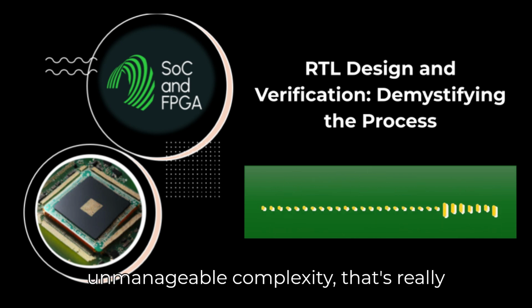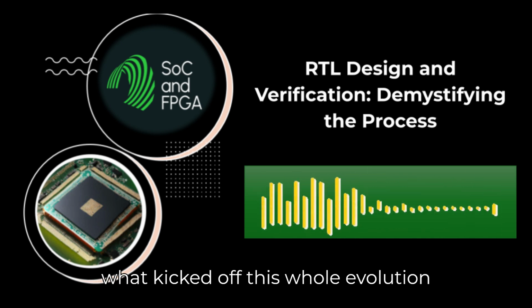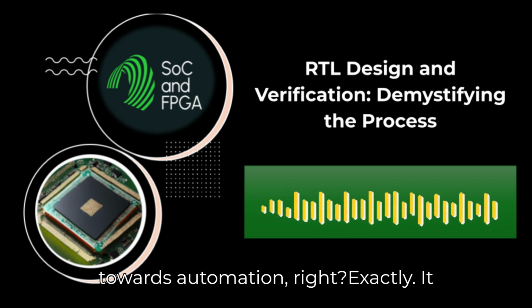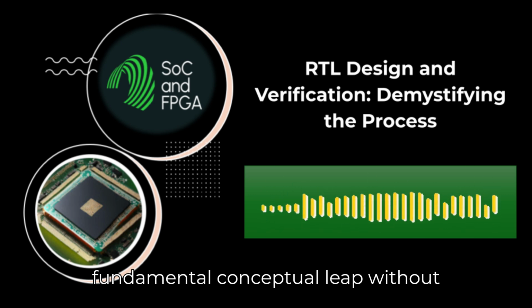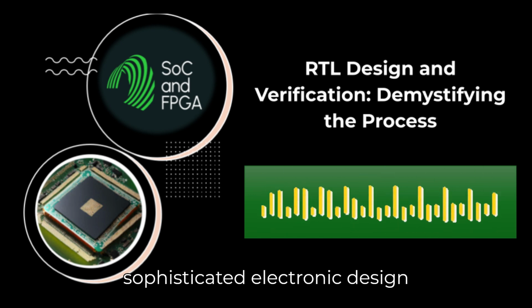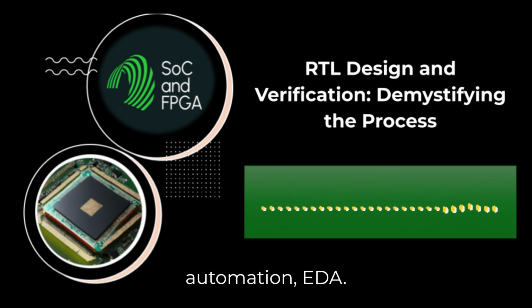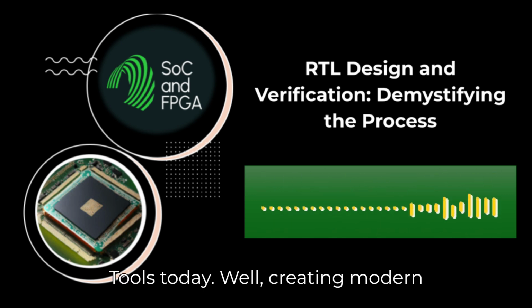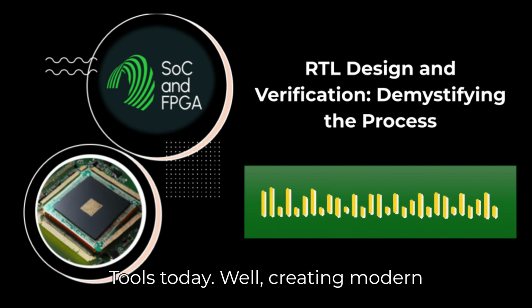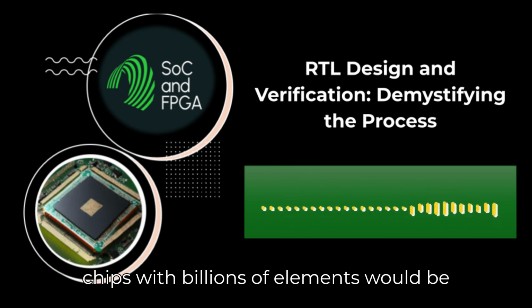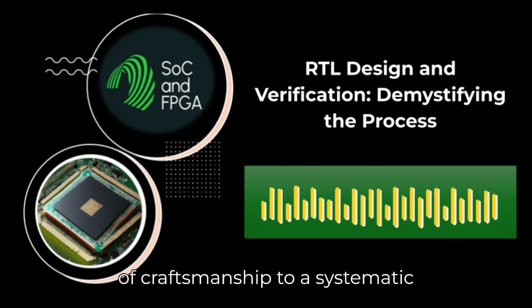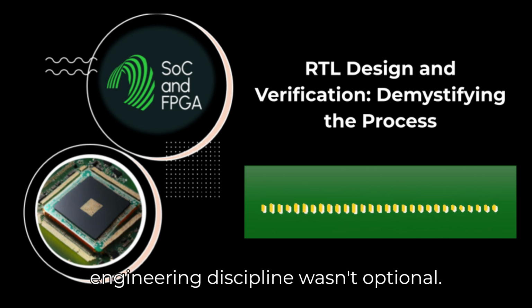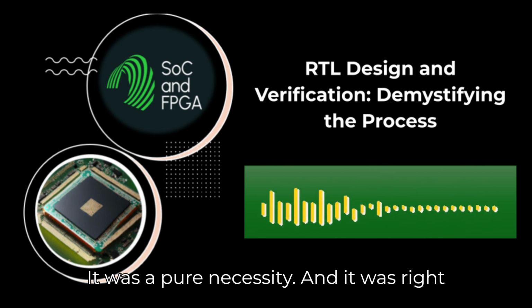So that sheer unmanageable complexity, that's really what kicked off this whole evolution towards automation, right? Exactly. It wasn't just automating tasks. It was a fundamental conceptual leap. Without sophisticated electronic design automation, EDA, tools today, creating modern chips with billions of elements would be flat out impossible. Couldn't do it. The shift from that sort of craftsmanship to a systematic engineering discipline wasn't optional. It was a pure necessity.